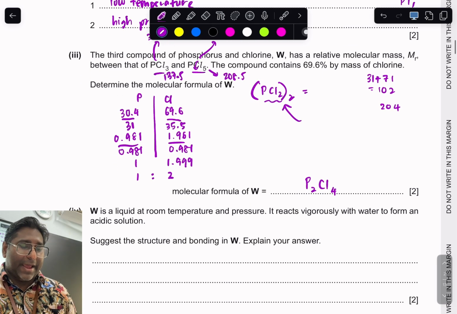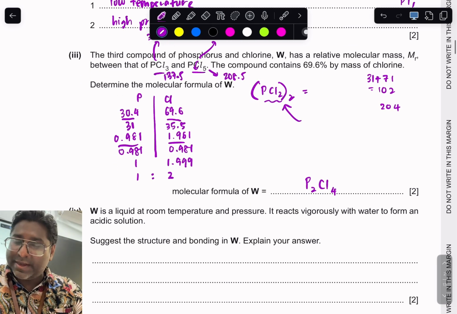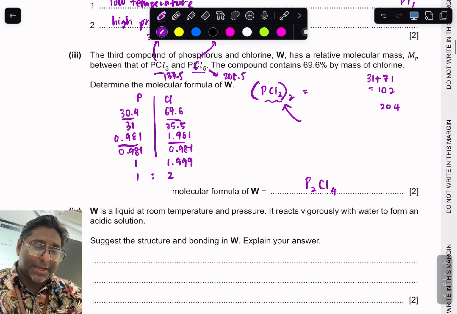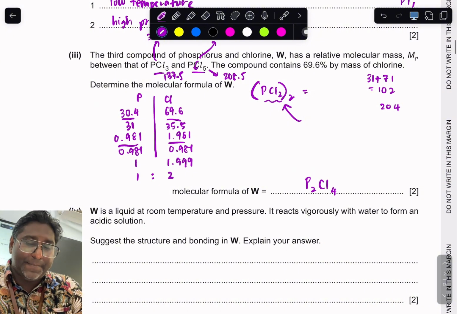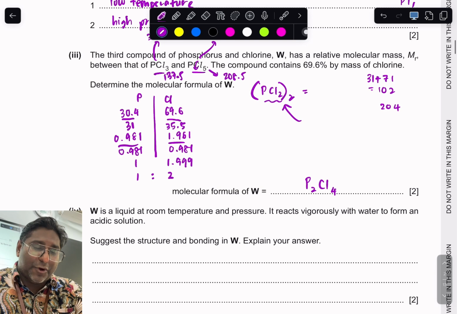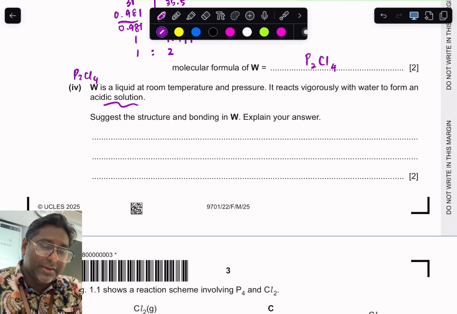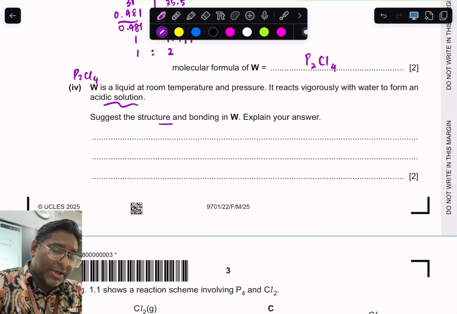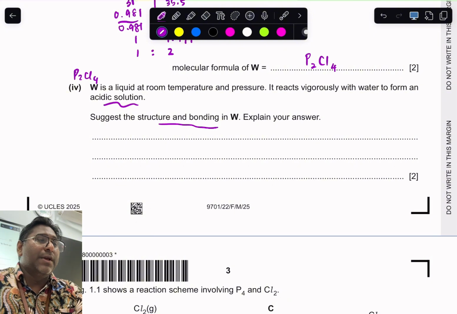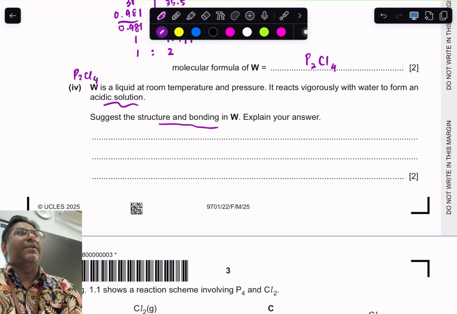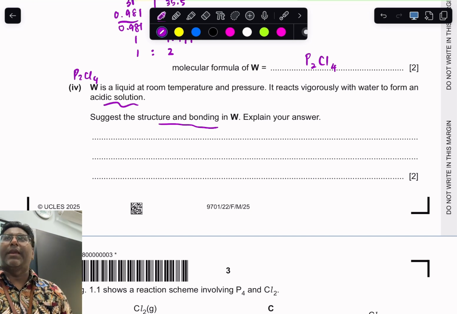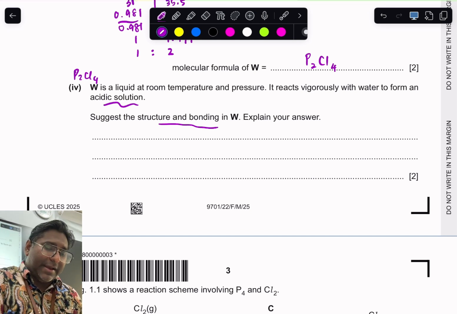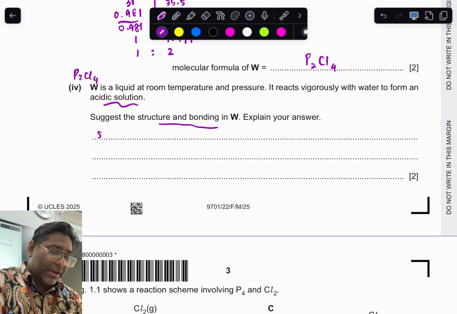Next, W is a liquid at room temperature and pressure, so P2Cl4 is a liquid. It reacts vigorously with water to form an acidic solution. Suggest the structure and bonding in W. Do take note, P2Cl4 is made of non-metals, so it's going to be a simple molecular structure. Simple molecular, that is the structure.